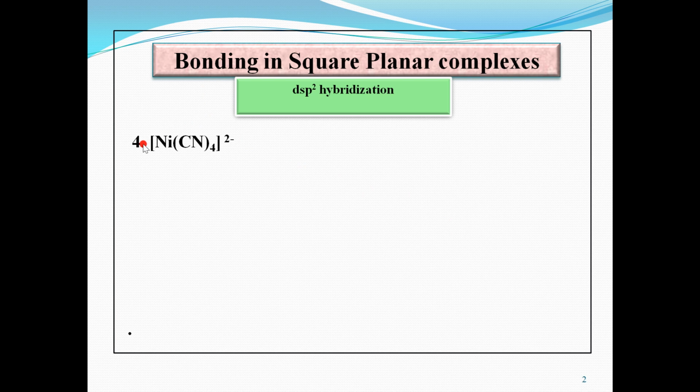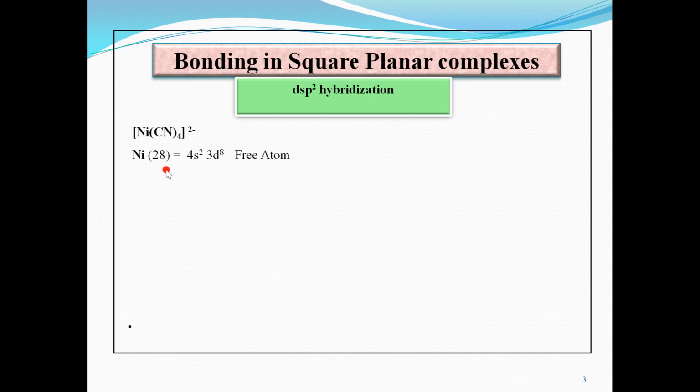Here we take one example, the Ni(CN)4 2- ion. The four cyanide ions are bonded to the central metal nickel ion, and the charge on the four cyanides is ultimately 4 minus. Then what is the charge on nickel? Here we take the 2 plus charge on nickel, minus 4, so the overall charge is minus 2 in this complex ion.